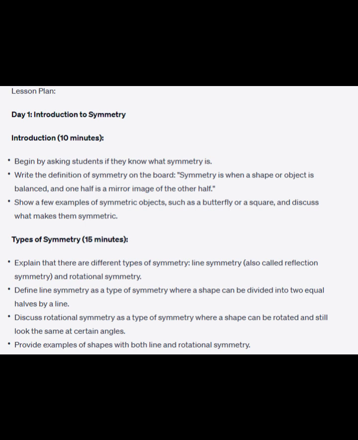Types of symmetry, 15 minutes. Explain that there are different types of symmetry: line symmetry, also called reflection symmetry, and rotational symmetry. Define line symmetry as a type of symmetry where a shape can be divided into two equal halves by a line. Discuss rotational symmetry as a type of symmetry where a shape can be rotated and still look the same at certain angles. Provide examples of shapes with both line and rotational symmetry.